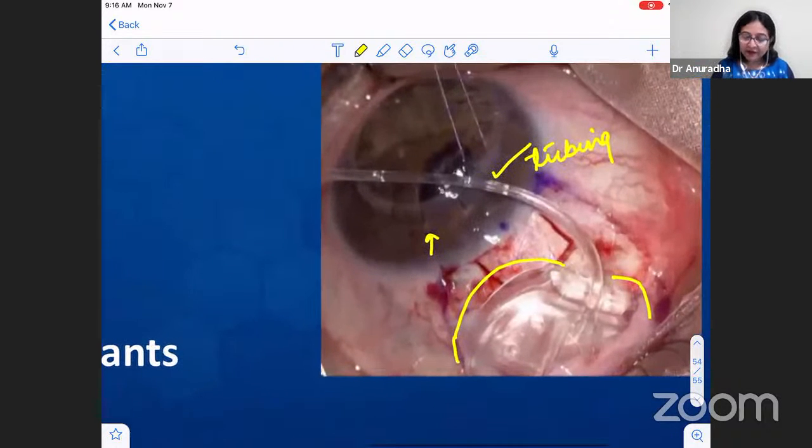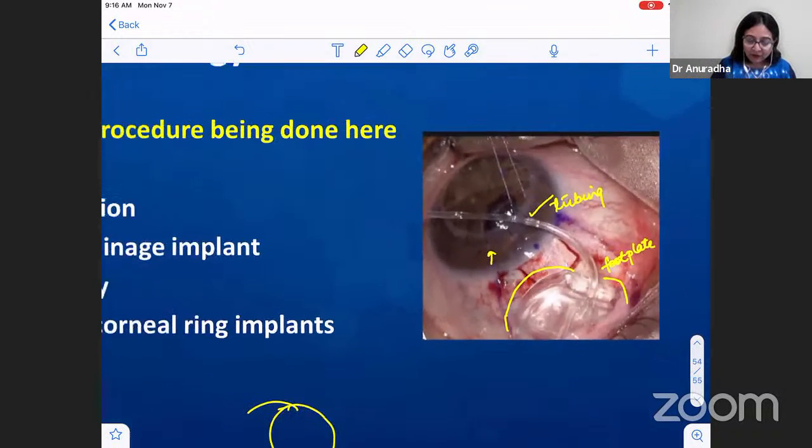Have a careful look here. This just has a tubing on the end and a foot plate. This is the foot plate. This is not the intraocular lens. Okay, right? So perfect, guys.